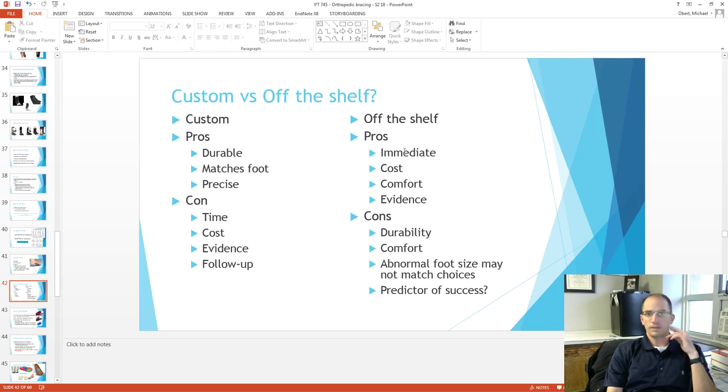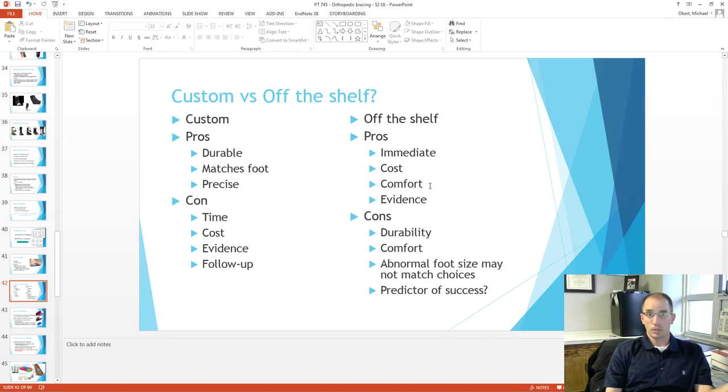If we look at the benefits of the off-the-shelf, they can go in and purchase it and be out and in their shoe in 2 minutes, as long as it takes to go in the grocery store, buy them, and put them in their shoe. They're a lot more affordable. You can get them anywhere from $20 to, you can spend $100 on them if you want.